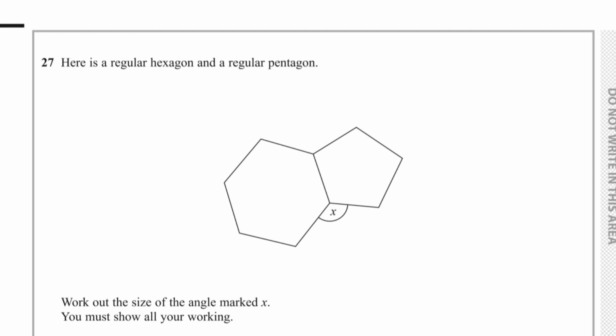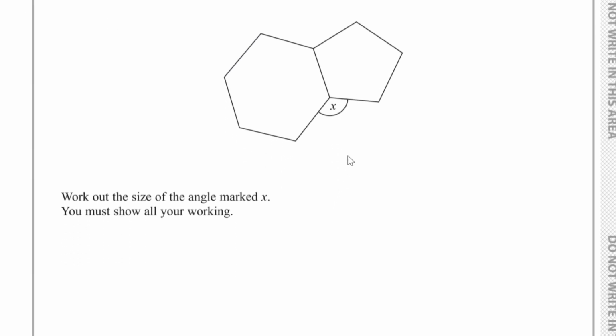Question number 27. Here is a regular hexagon and a regular pentagon. We have to work out the size of this angle marked X, showing all of our working. Well, what we can do is find out the interior angle of the hexagon and also find the interior angle of the pentagon.